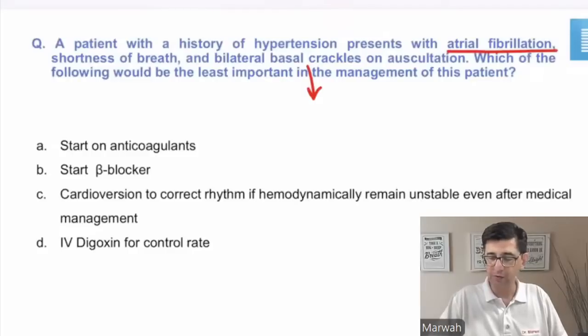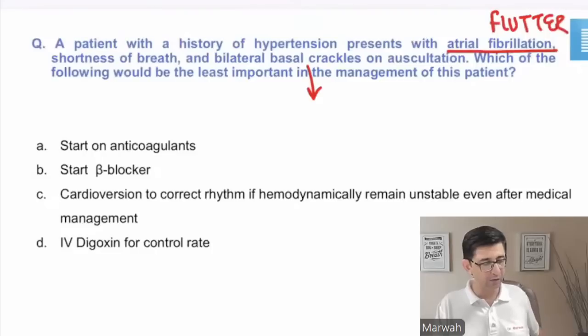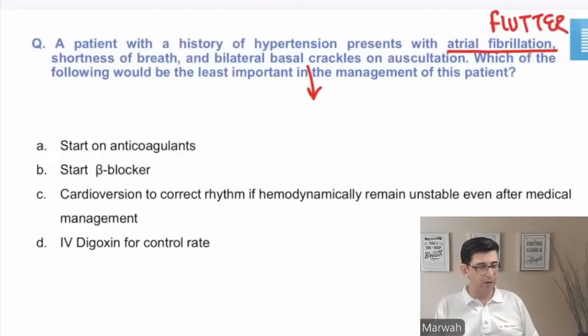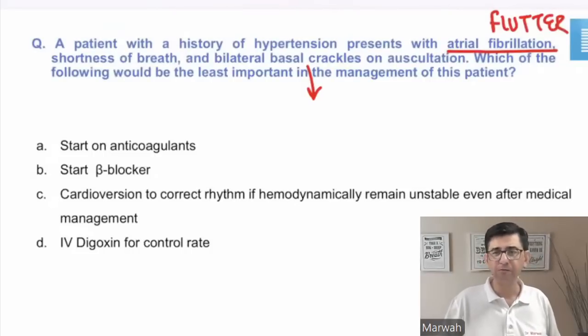Okay, this was atrial flutter, so I'll just modify that. It doesn't change much of the remaining things, but we are just going to solve it here. ECG given, atrial flutter, sawtooth waves. Let's evaluate.